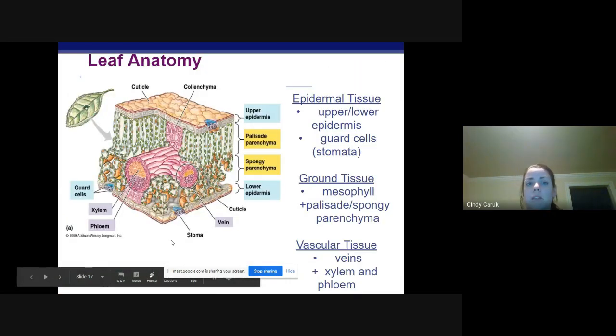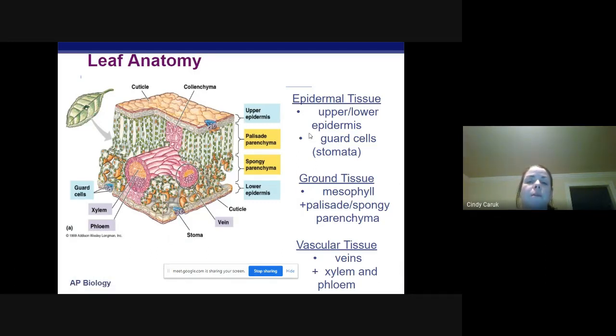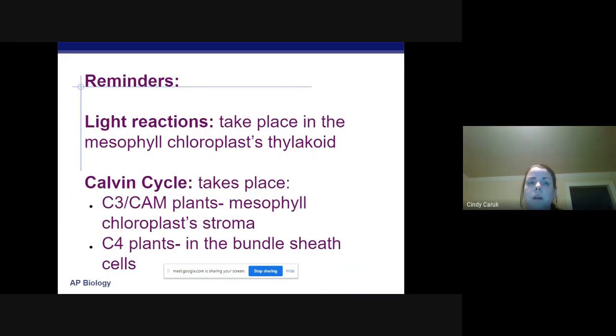Okay, so the next one, you can see some more of the same things, the leaf anatomy, right? So the epidermal, the ground tissue, and then our vascular tissue. A couple quick reminders. Light reactions we already talked about, they occur in the mesophyll, the chloroplast thylakoids, because that's where the photosystems are embedded with chlorophyll to capture that light energy. The Calvin cycle in C3 and CAM plants occurs in the mesophyll cell still, but in the stroma.